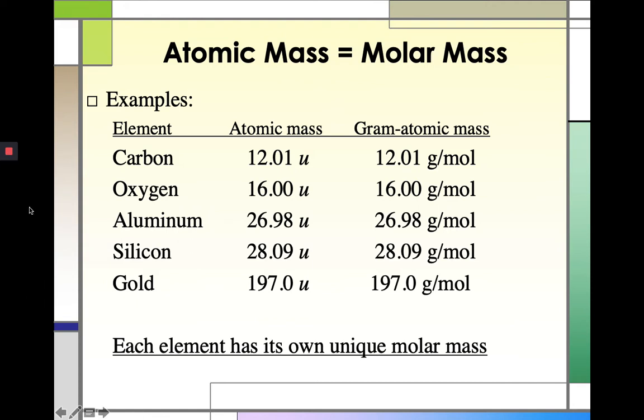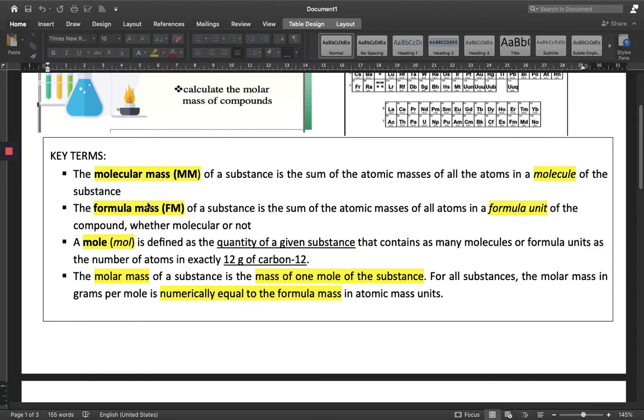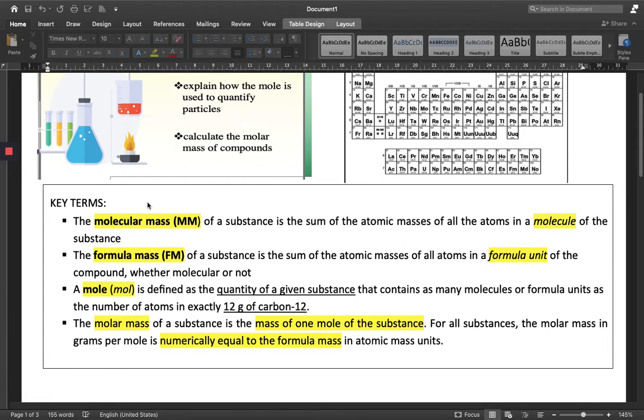Now, there are different terminologies also as regards molar mass, or in terms of the masses of substances. So here are a few additional key terms. When you talk of molecular mass, abbreviated as MM, then it is the sum of the atomic masses of all atoms in a molecule of the substance, okay? While for formula mass, that's the sum of the atomic masses of all atoms in a formula unit of a compound, whether it is molecular or not, right? So formula mass can pertain to the sum of the atomic masses of molecules or of ionic compounds. Okay, now the molecular mass only pertains to the sum of atomic masses for a molecule only, right?